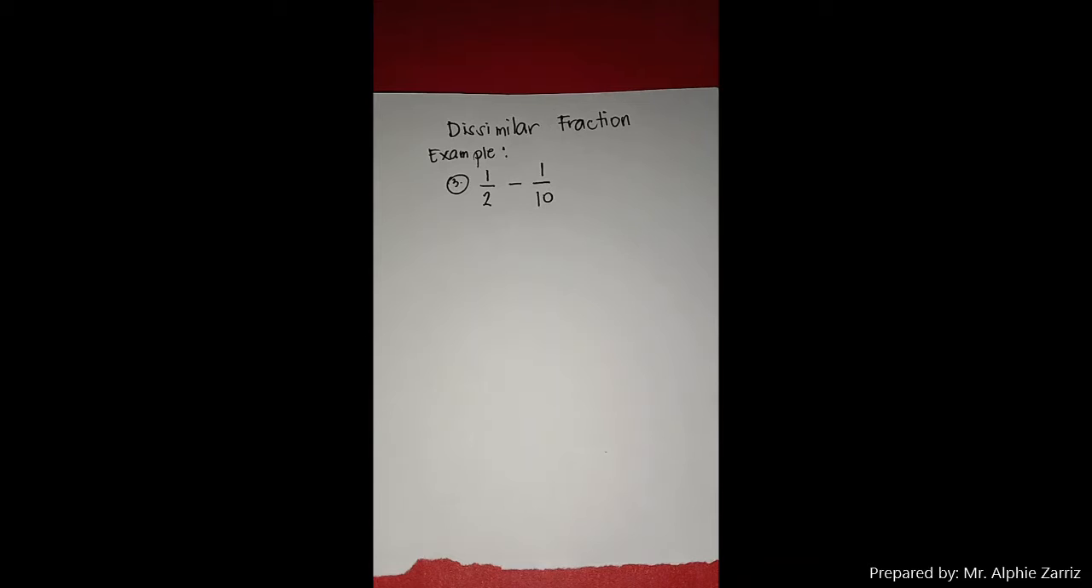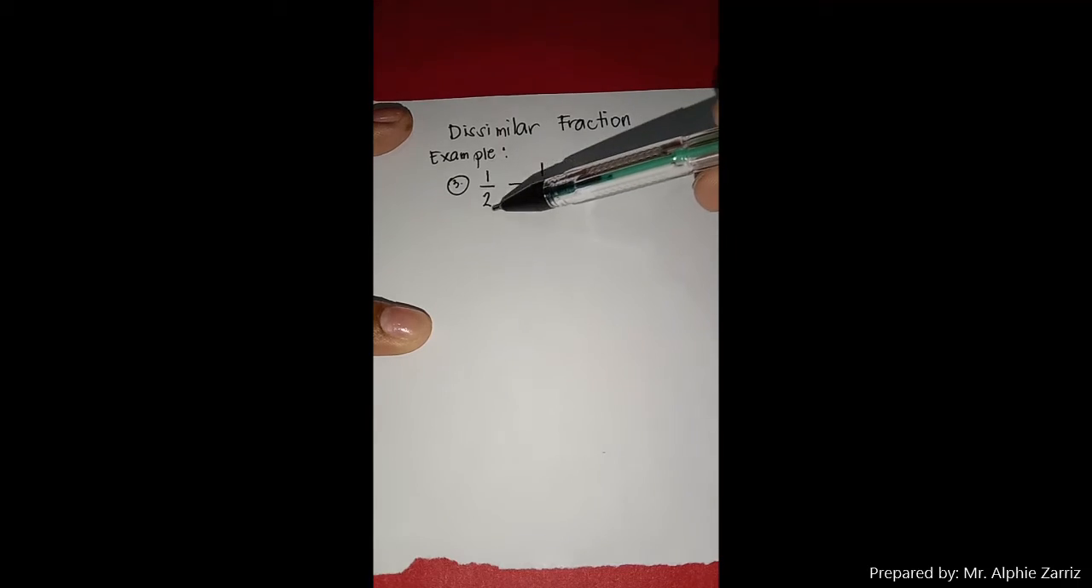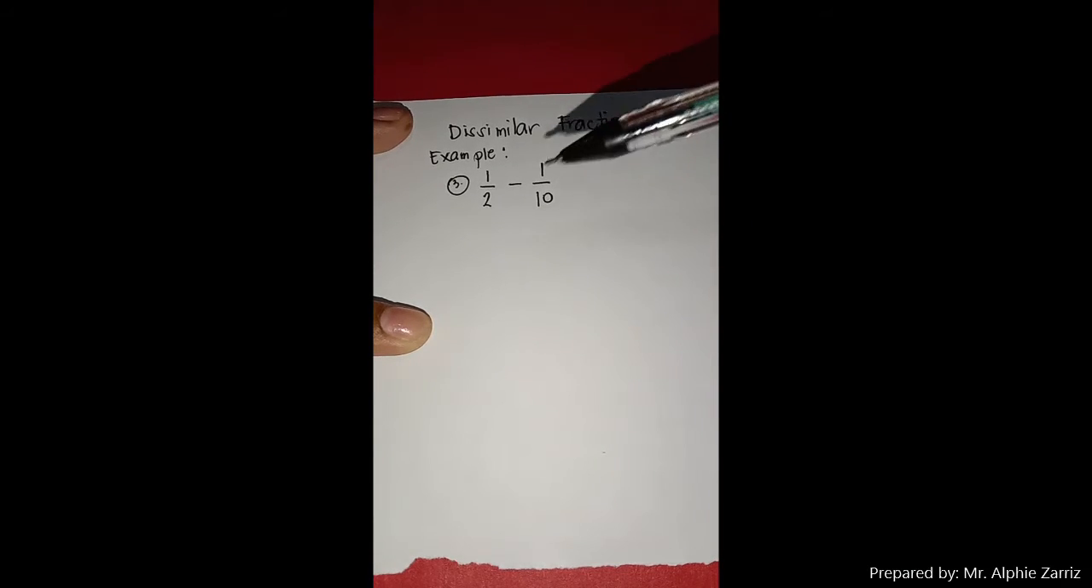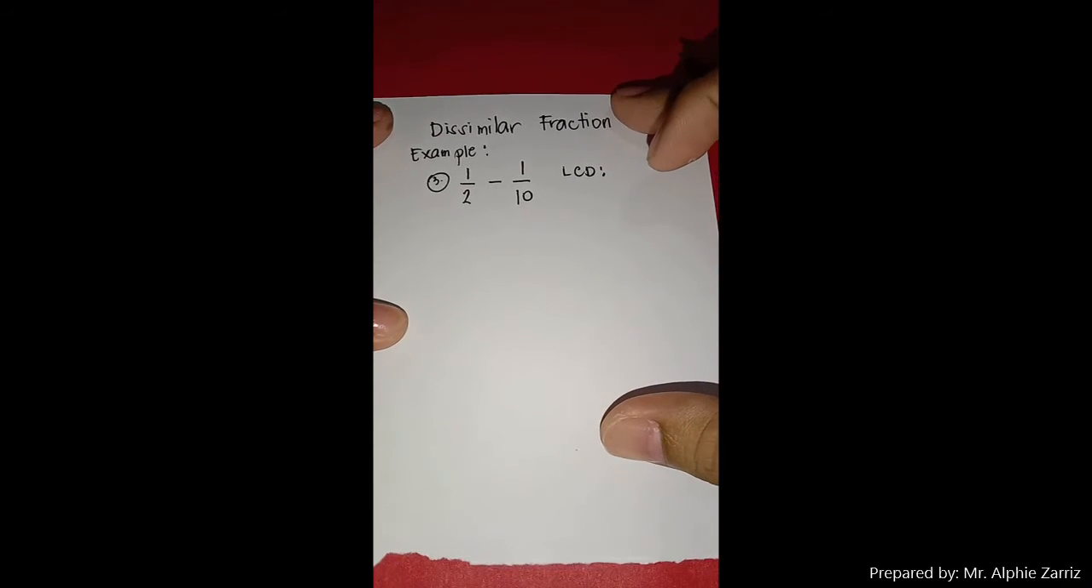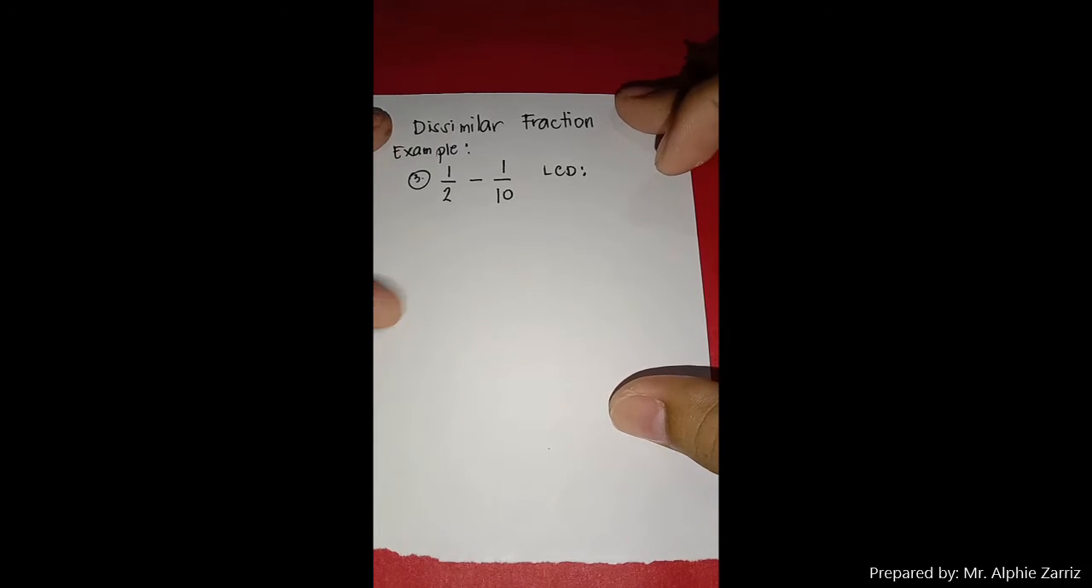Okay, so let's proceed to dissimilar fractions. When we say dissimilar fractions, the denominators are not the same. You will notice we have denominator 2 and denominator 10, so they are not alike. The procedure is the same as in addition of fractions, wherein first we need to get the least common denominator, the LCD. So first is using skip counting. This is our procedure.